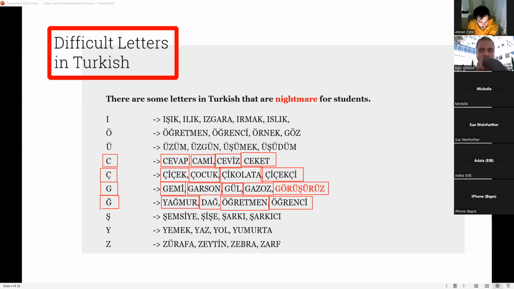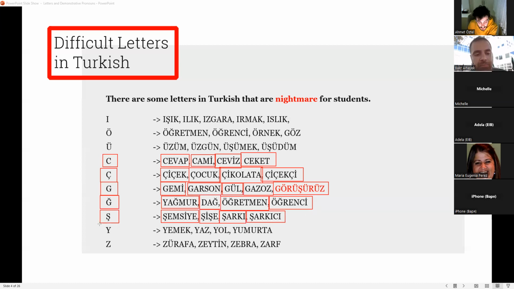And then I have the letter Ş. This is also another sharp letter that you have to pronounce sharply. The sound is basically, there is only one pronunciation, and it's always sh: şemsiye, şişe, şarkı, şarkıcı.